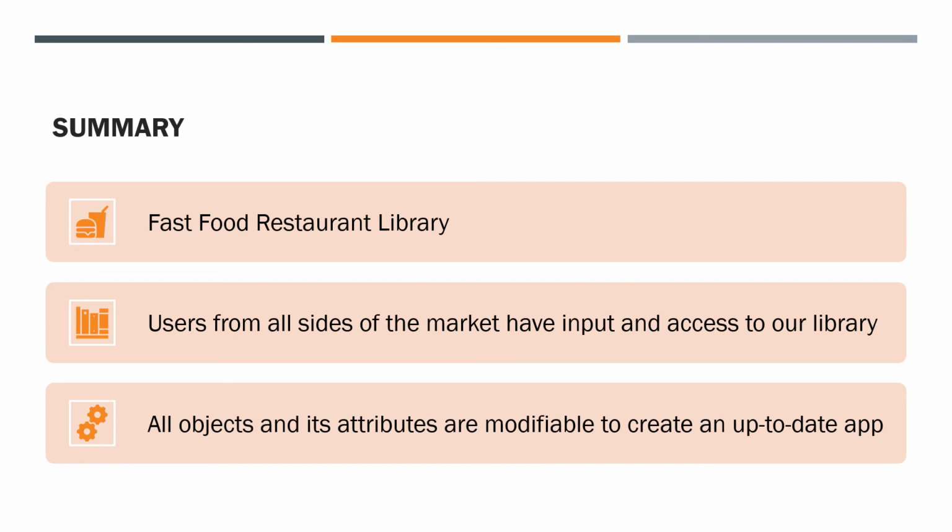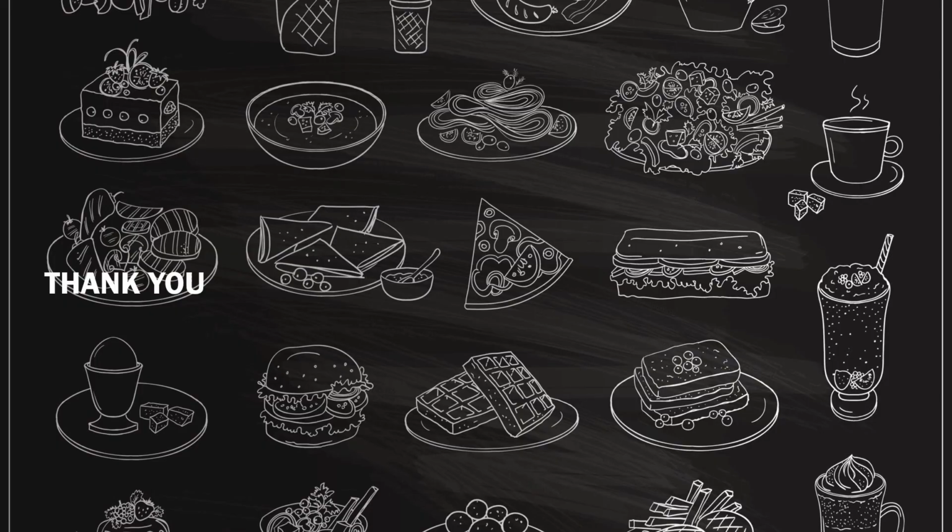In summary, we have proposed a fast food restaurant library for our CSE412 project. Users from all sides of the market will have input and access to our library. This means that users will be able to compare items at each restaurant, look at different menus, determine what's hot in the market, and a plethora of other information as well. All the objects and their attributes will be modifiable by all the users in order to create an up-to-date application. We thank you for watching our CSE412 presentation.